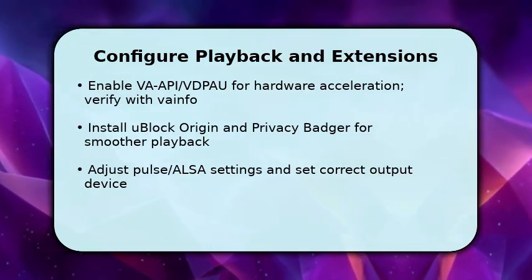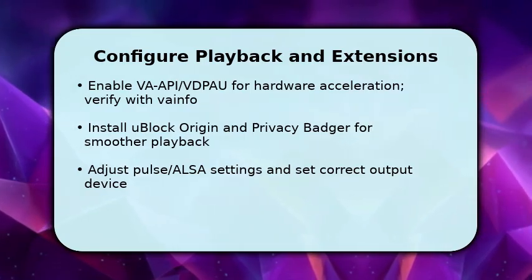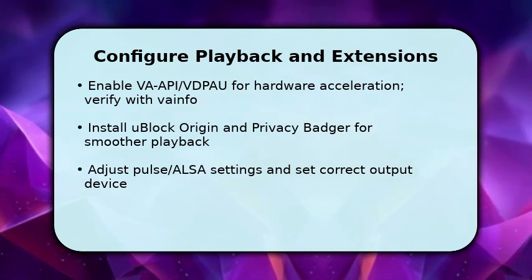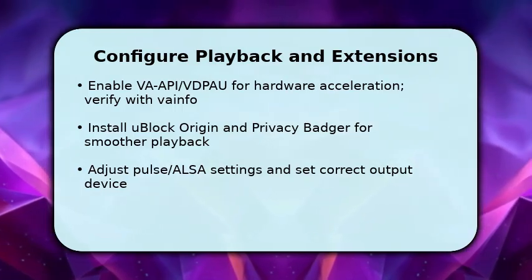Also, open PulseAudio or ALSA Mixer. Select the correct output device and test audio. These steps reduce stutter and buffering by addressing decoding, extensions, and audio routing. They tackle the common performance bottlenecks.